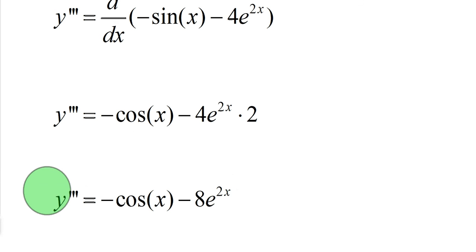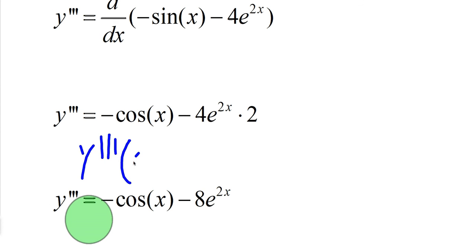Now y triple prime of 0, remember, the question was asking for this, y triple prime of 0. So we need to plug in 0 now for x, and that will give us the third derivative at 0.